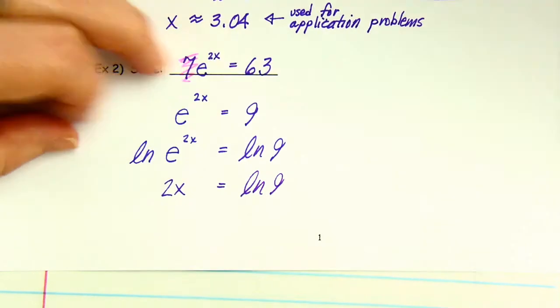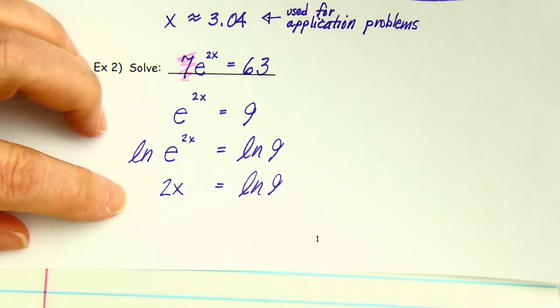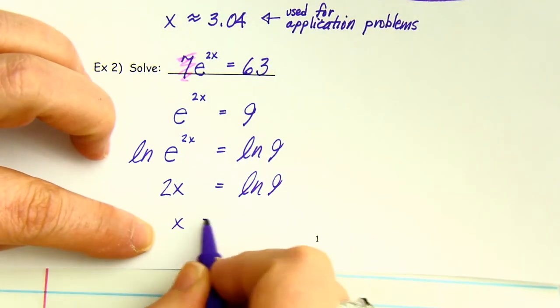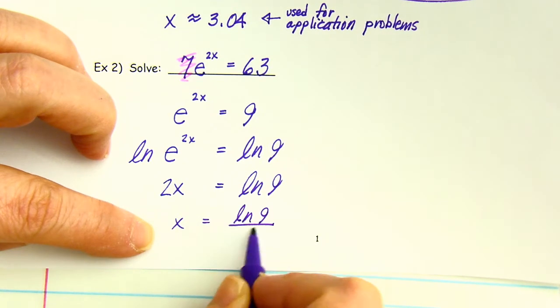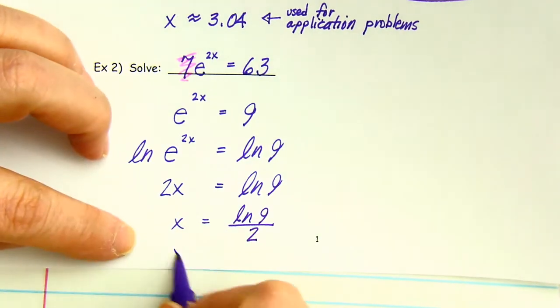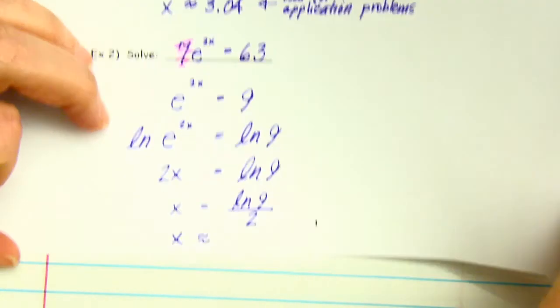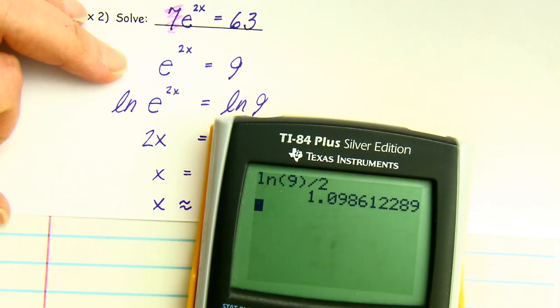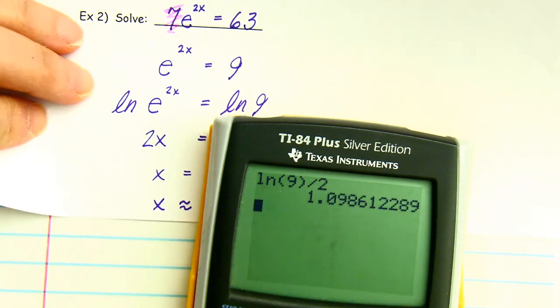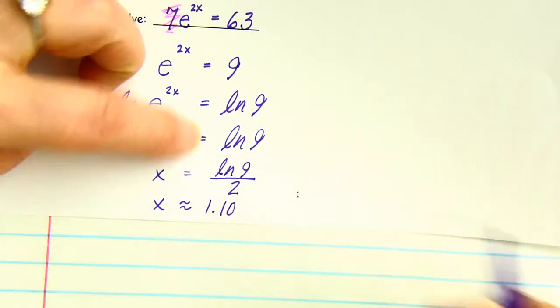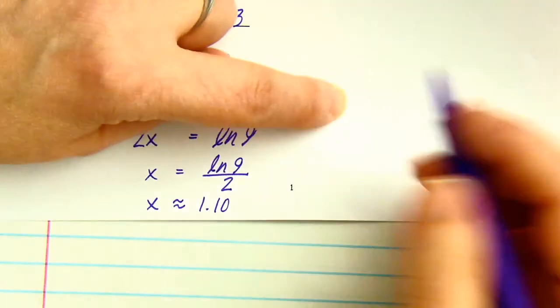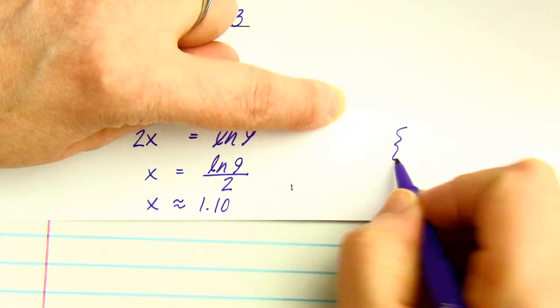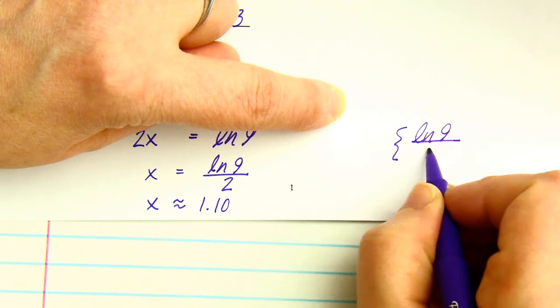2x equals the natural log of 9. x is still not by itself. I'm going to divide by 2. x equals the natural log of 9 divided by 2. If I am doing an application problem and want a decimal approximation, I go to my calculator. Natural log of 9 divided by 2 is about 1.10 if I'm going to 2 places. However, the exact answer in set notation is the natural log of 9 over 2.